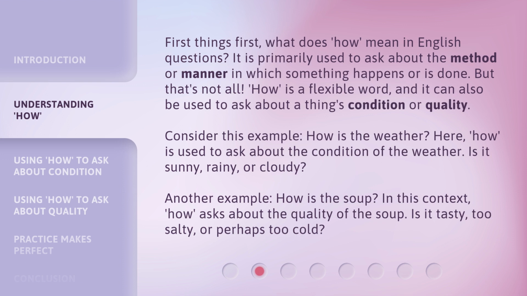How is the weather? Here, how is used to ask about the condition of the weather. Is it sunny, rainy, or cloudy? Another example. How is the soup? In this context, how asks about the quality of the soup. Is it tasty, too salty, or perhaps too cold?